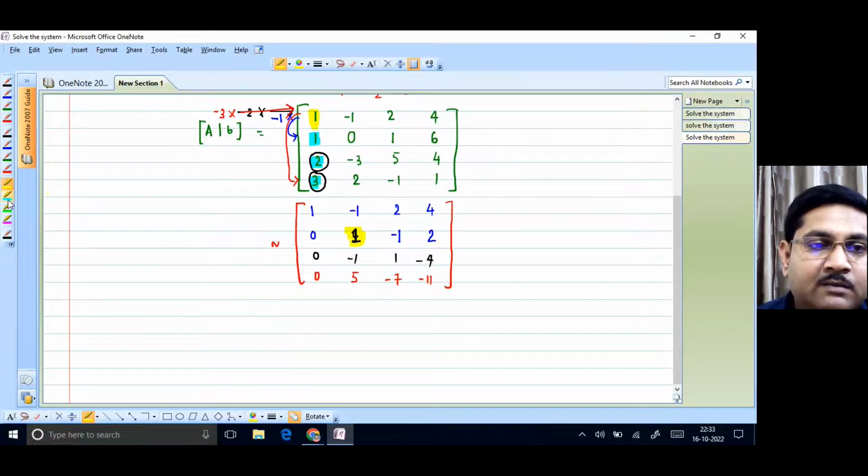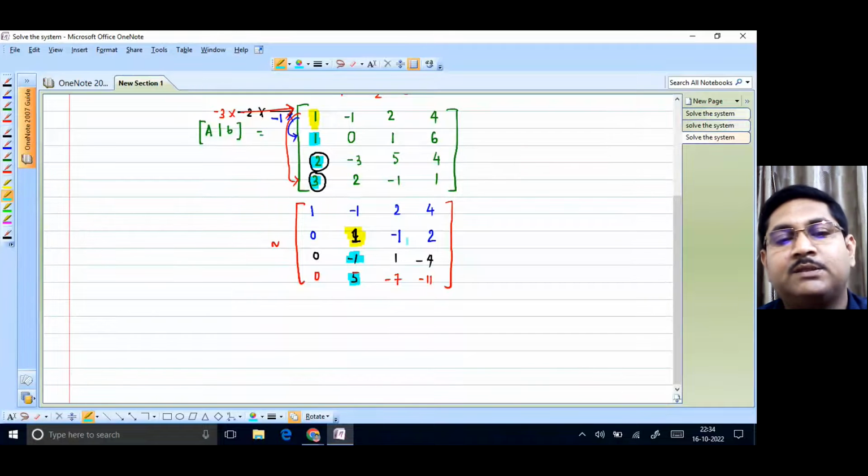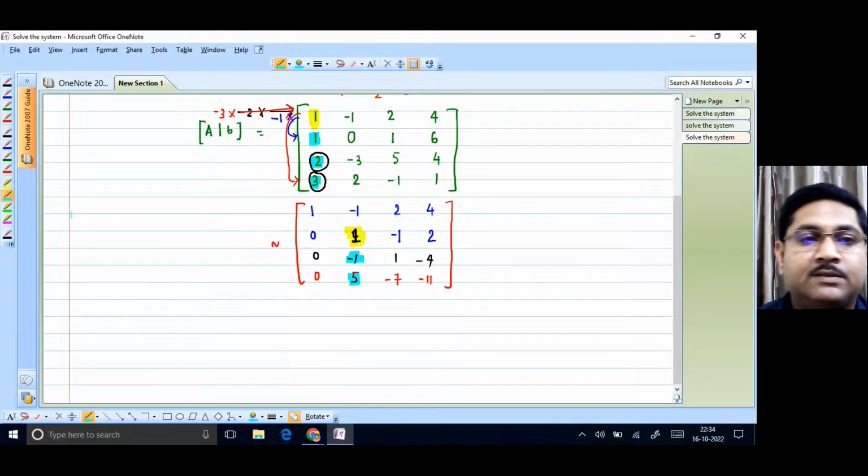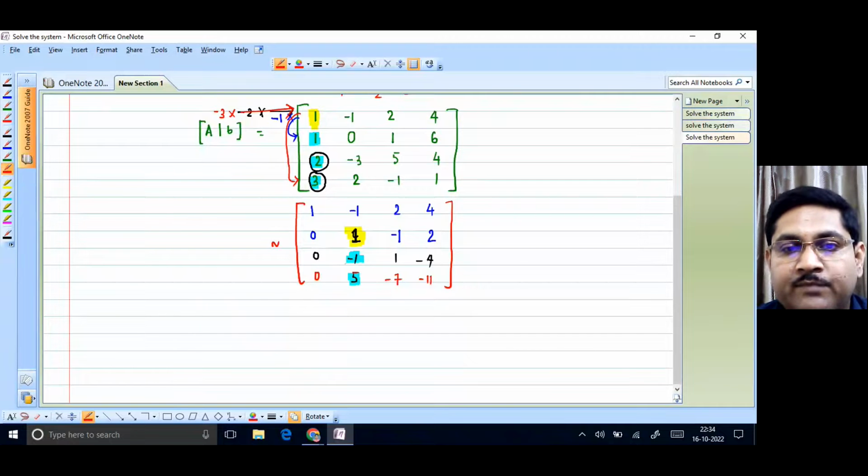Once it is 1, I will look at the entries below this one. It is minus 1 and 5. I want to make these two entries 0. So first of all, what is here? I have minus 1. So I will multiply 1 to the second row and add it to the third row.